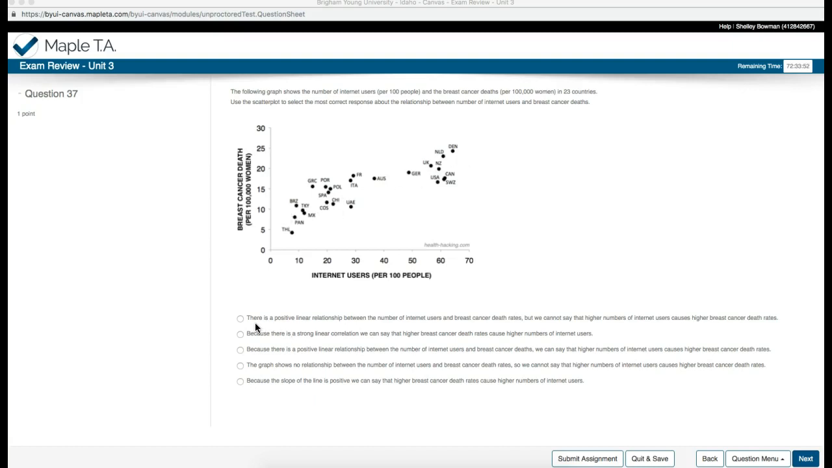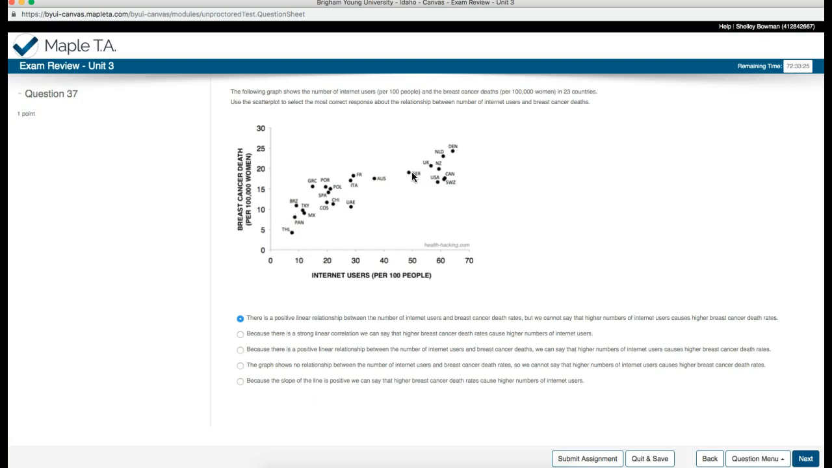So let's see. There is a positive linear relationship. Positive linear means it goes up to the right. And linear, these all seem to be following a pretty nice line between the number of internet users and breast cancer deaths. But we cannot say that higher numbers of internet users causes higher breast cancer death rates. That actually sounds really well written, that we do have a correlation here.